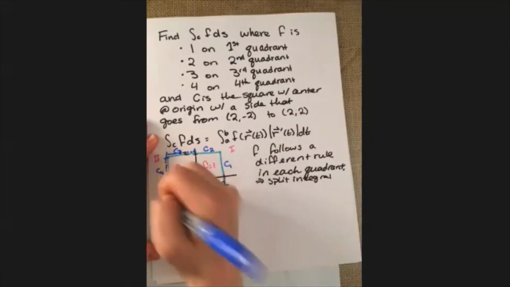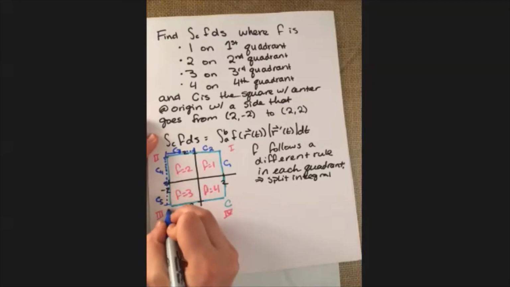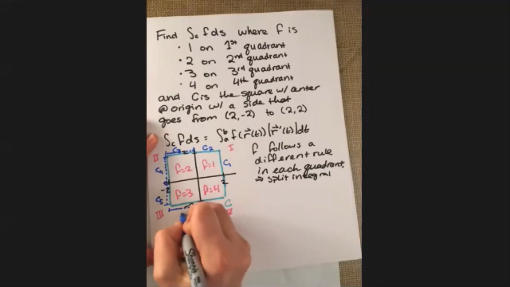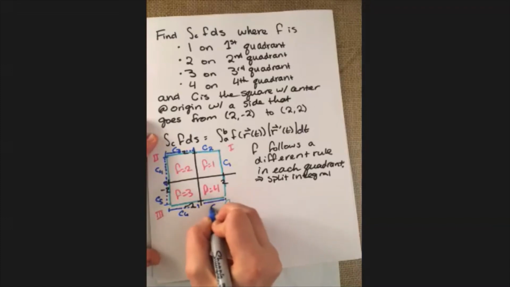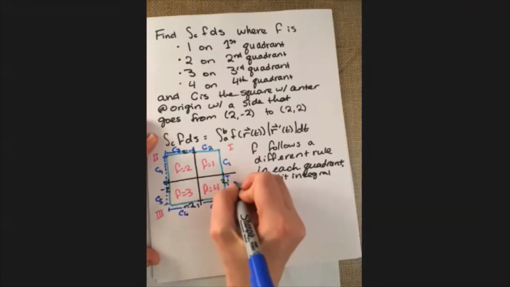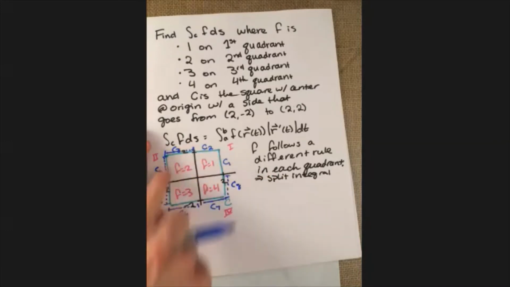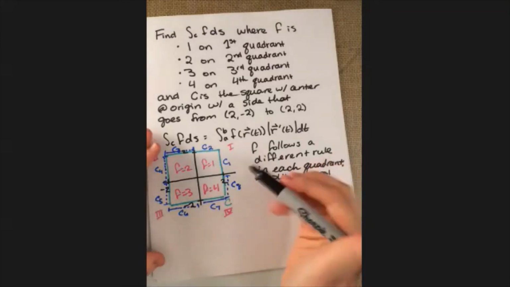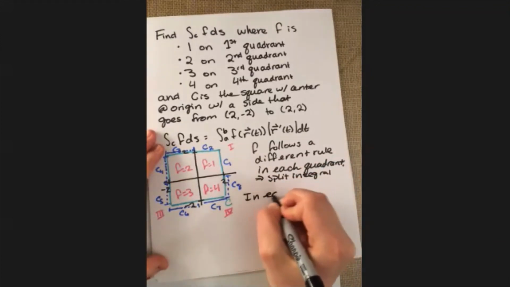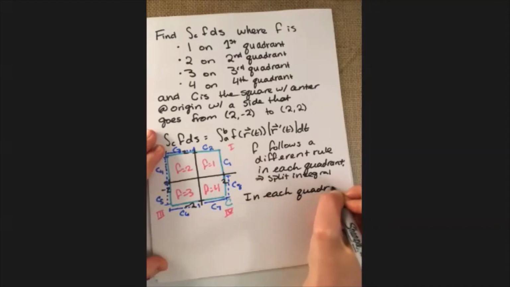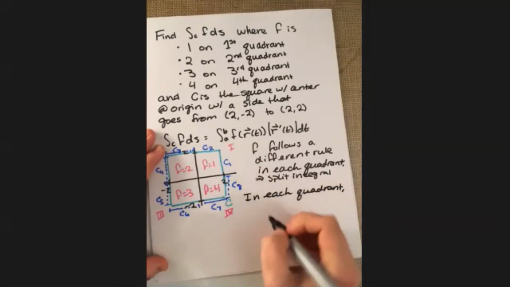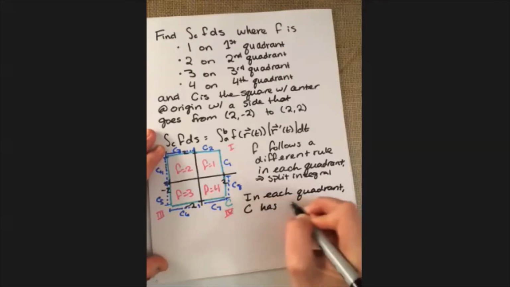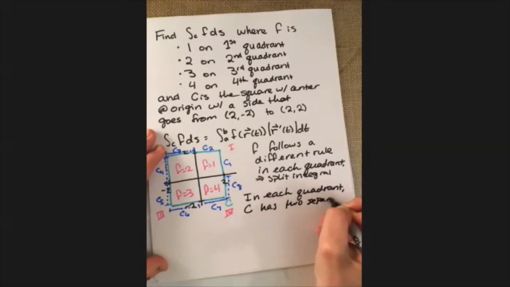Similarly, we can label the other pieces of this curve in the other 2 quadrants. In the third quadrant, I've got a vertical piece, call it C5, and a horizontal piece, call it C6, and then C7, and C8. So I can really think about this curve as having 8 different pieces to it. So in each quadrant, C has 2 separate line segments.